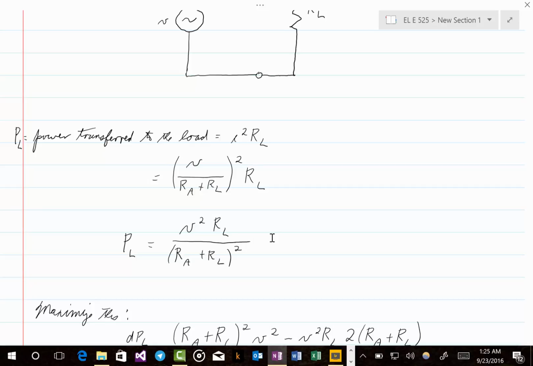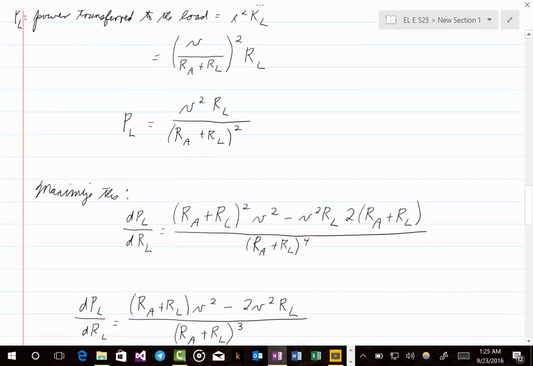So we want to differentiate this expression with respect to R sub L and then set it equal to 0. If we take the derivative with respect to R sub L, since we have R sub L in both the top and the bottom, we need to use the quotient rule. So here we have the denominator times the derivative of the numerator minus the numerator times the derivative of the denominator. Now keep in mind that the denominator here is the quantity RA plus RL squared.